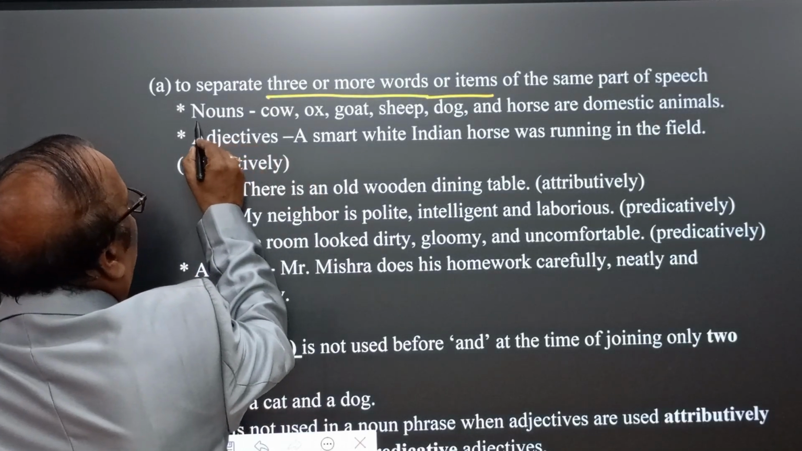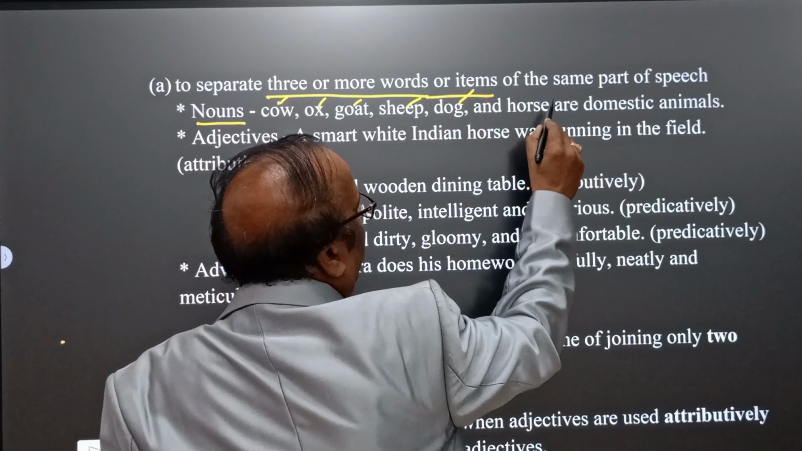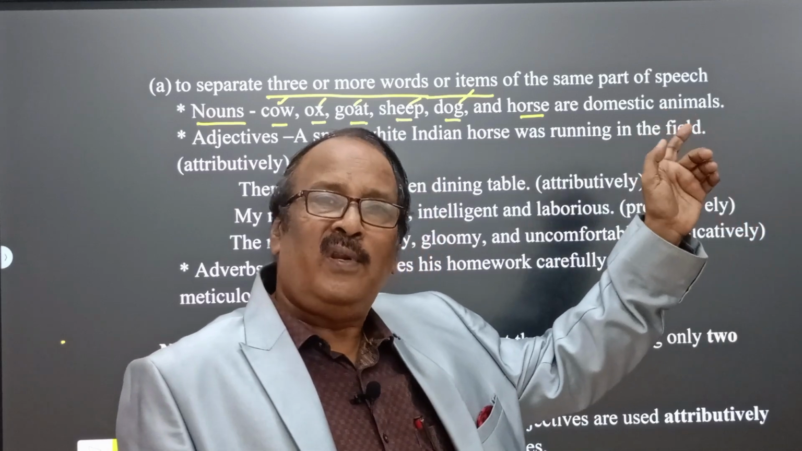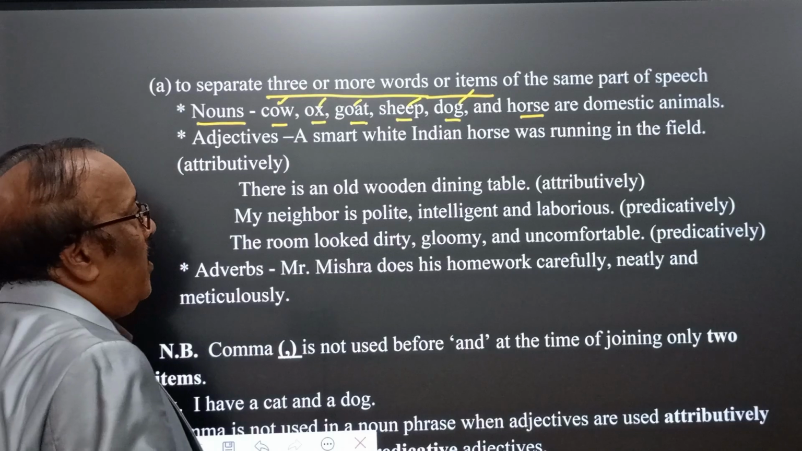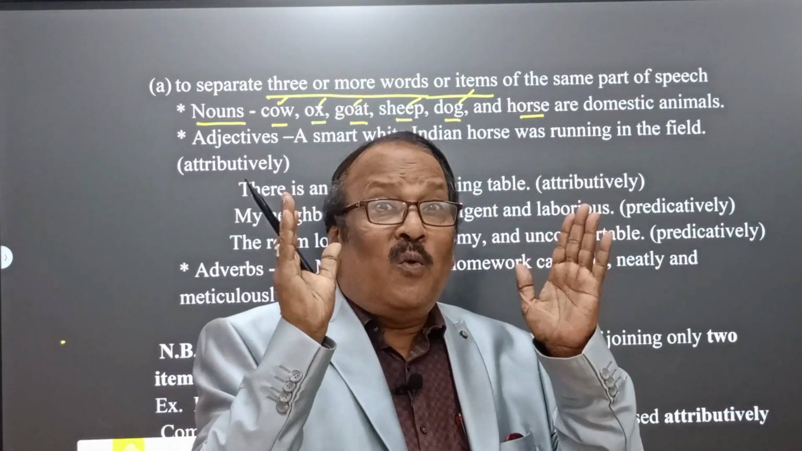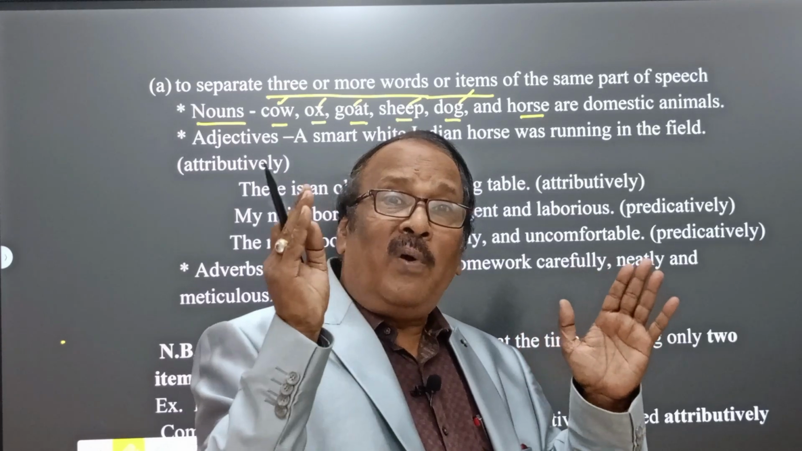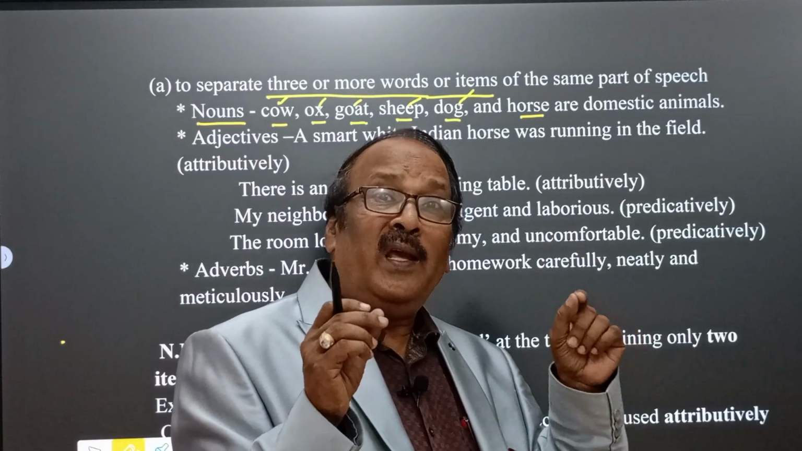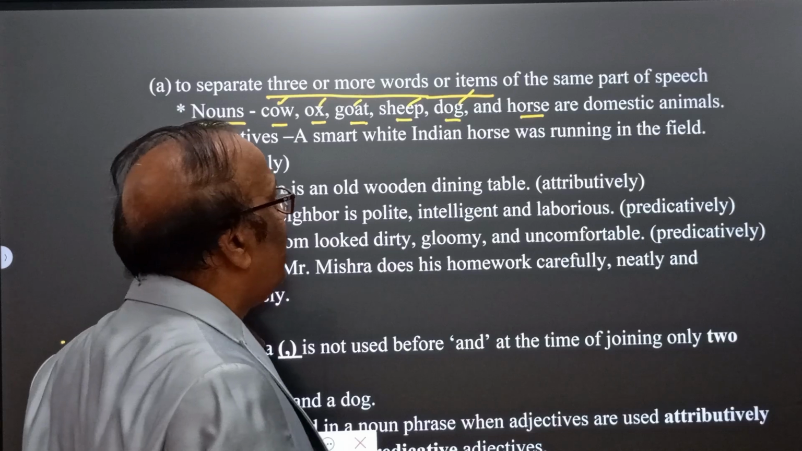Definitely nouns. Whenever we take some nouns, just for example, cow, ox, goat, sheep, dog, and horse are domestic animals. Whenever we want to express it in a sentence, definitely commas are used to separate these items, and here before and we also use comma. This is interesting. Remember, whenever 2 items are there, Rajesh and Mahesh, no comma is used. But whenever 3, 4, 5, 6 items of the same part of speech are connected, then comma is used before and: dog, and horse. Yes, this is the matter.